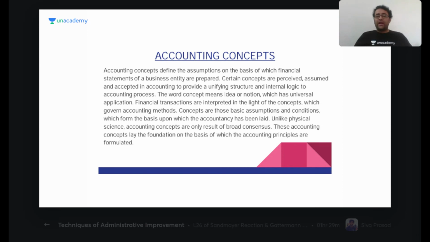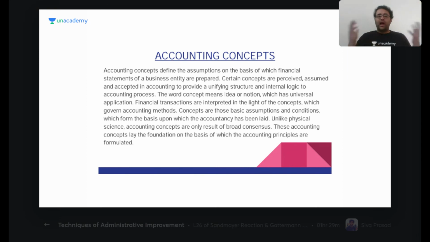The word concept means an idea or notion which has universal application. Financial transactions are interpreted in the light of concepts which govern accounting methods. Concepts are those basic assumptions and conditions upon which accountancy has been laid. Unlike physical science, accounting concepts are only the result of broad consensus. The term broad consensus means broad acceptance and application.